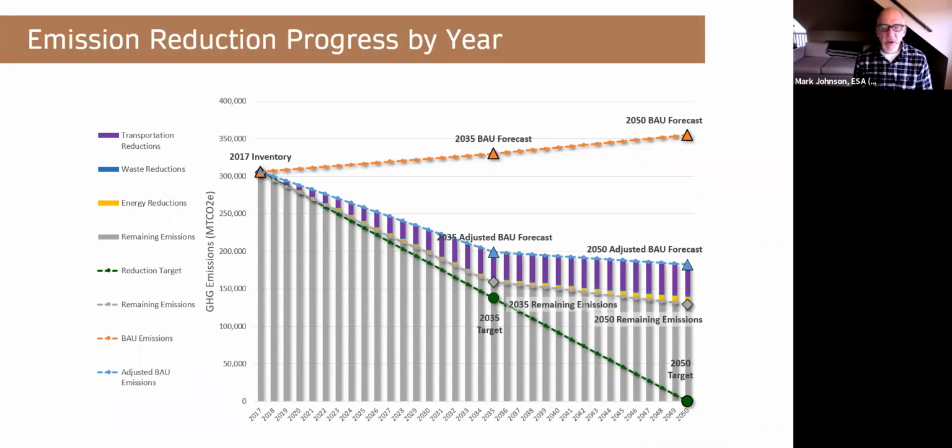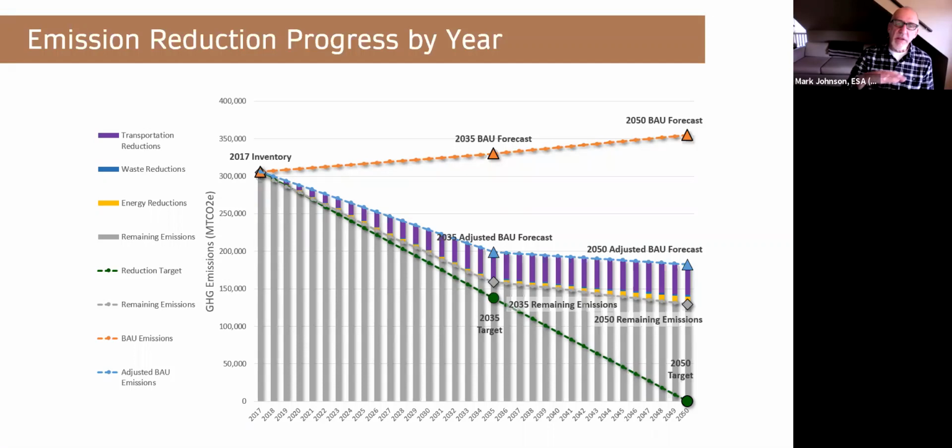On this graph, this diagonal green line that you see going from 2017 to 2050 is the target that we have for getting to net zero carbon emissions by 2050. And that was established by choosing a science-based target of 1.5 degrees Celsius in climate warming, and this is what it translates to: we have to get to net zero by 2050.